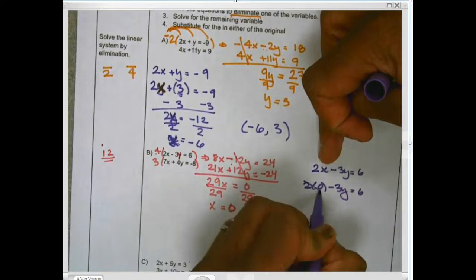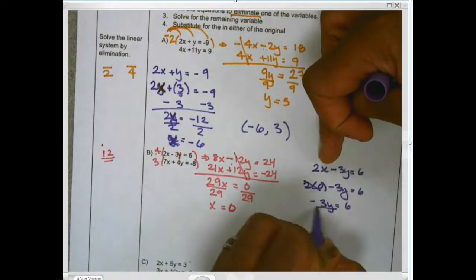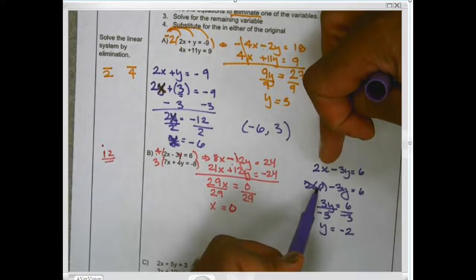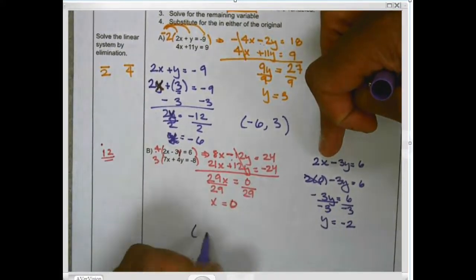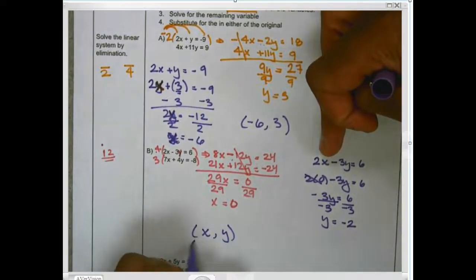So this is 0 minus 3y equals 6. Divide by negative 3. Y equals negative 2. Because 2 times 0 was 0. That's why I got rid of that. I don't want to write 0 minus 3y. So what's my point? Well, remember they go x and then y. So I have 0, negative 2.